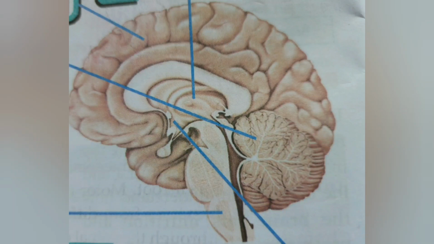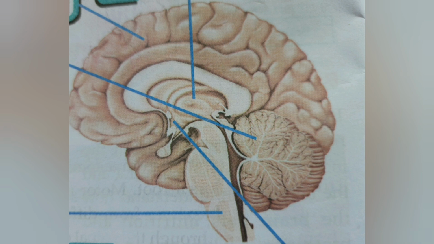So, the protective measures of the brain are the skull, a three-layered membrane called meninges, and a fluid called cerebrospinal fluid. Let us study the structure of the brain in detail. The diagram is also important for your exam. This diagram is taken from your biology textbook. It is the longitudinal section of the human brain.